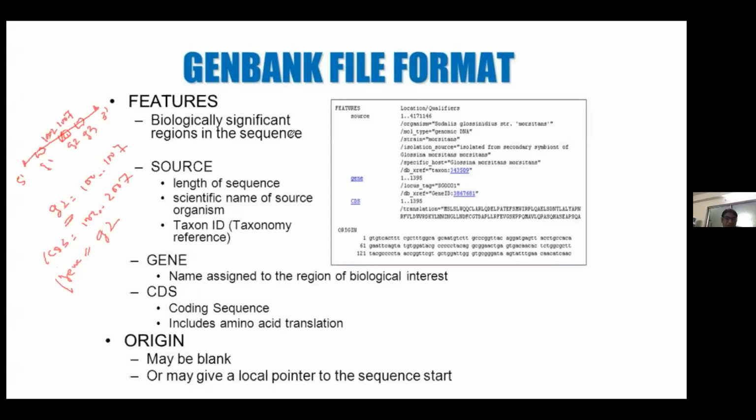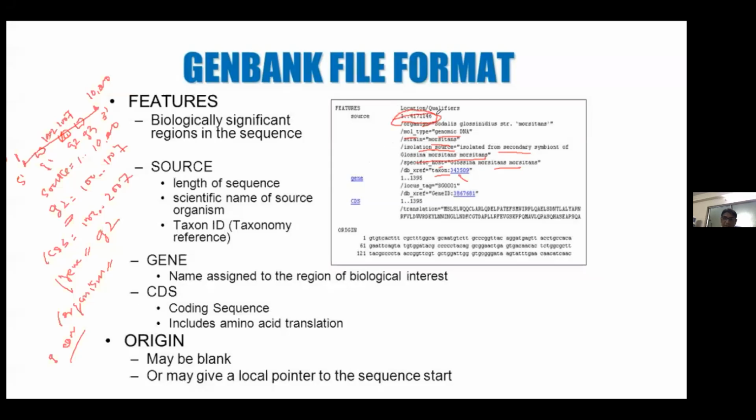So here you see the source. My genome size is, say, for example, 1 to 10,000. So this is the size of the genome, and you can put the organism from where it was taken, the source of the organism, the molecular type, whether it's genomic DNA or cDNA from RNA. Here it's genomic DNA, and the strain. Your lab provides some strain identification and isolation source. That's very important, whether it was taken from human sources or animal sources, or whatever it is. And specific host. And taxon classification. Every organism has a taxon ID, so I need to provide that.